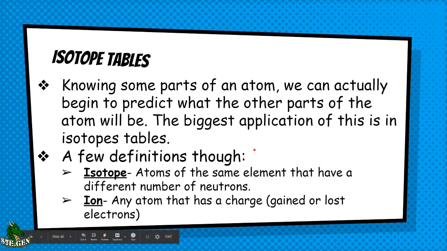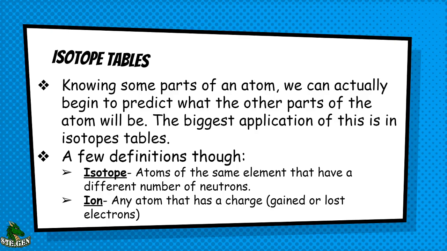So knowing some parts of an atom actually lets you begin to predict what other parts of the atom will be. The biggest application is in what we're going to do here called isotope tables. I want to preface this with one very important thing. Isotope tables are not super practical for day-to-day chemistry or day-to-day life. I'm sure that one's not a shock for some of you. But in actual chemistry, most of the time you will not be sitting down and working on an isotope table.